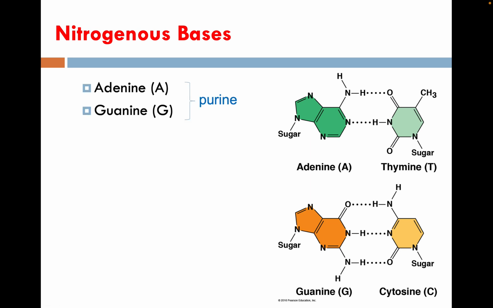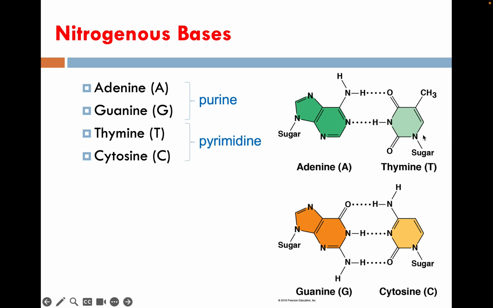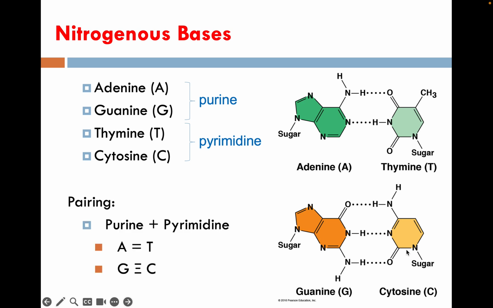So, nitrogenous bases, we have two purines, adenine and guanine. These are both made up of double ring structures. And thymine and cytosine, these are the pyrimidines. They each are made of a single ring structure. And here we have our pairing rule. So adenine and thymine only bind with each other. They make two hydrogen bonds. Guanine and cytosine only bind with each other, and they share 3 hydrogen bonds.